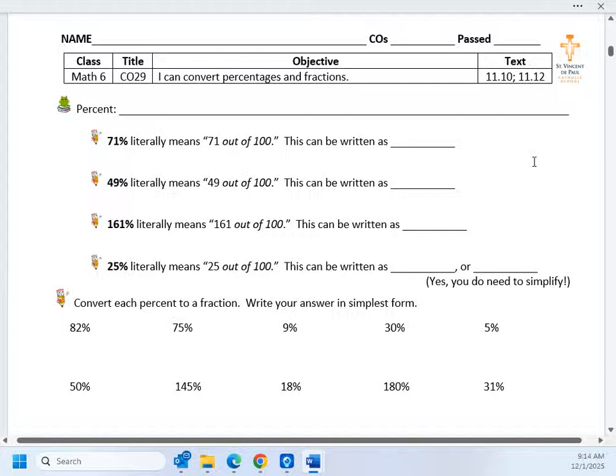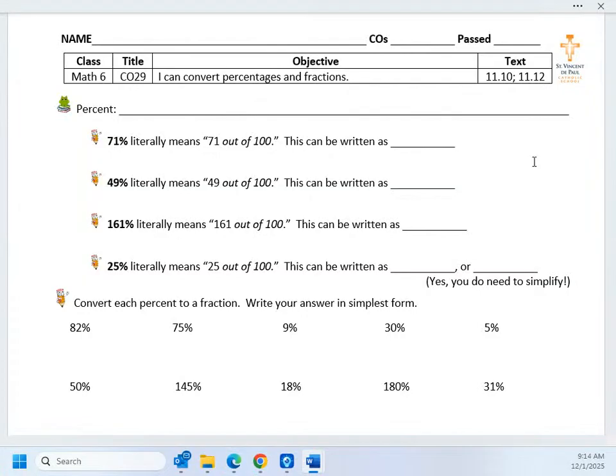Good morning. Today we are starting book 2, try 2. We are on CO29. I can convert percentages and fractions.